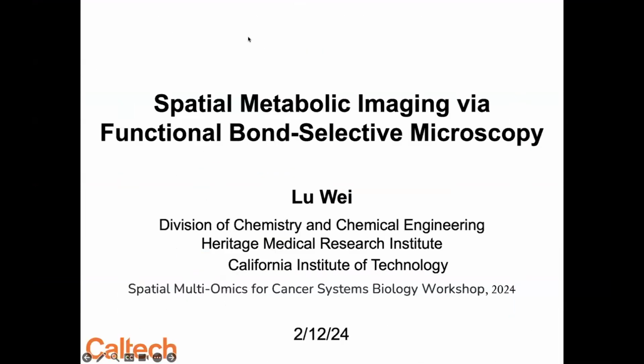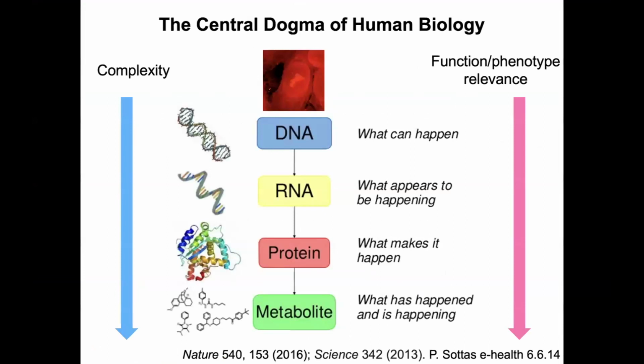Hi, everyone. My name is Lou. It's my great pleasure to join this webinar and share with you some of our work on spatial metabolic imaging via functional bond selective microscopy. So throughout the central dogma, I would like to argue that the molecular identities become increasingly more complex.